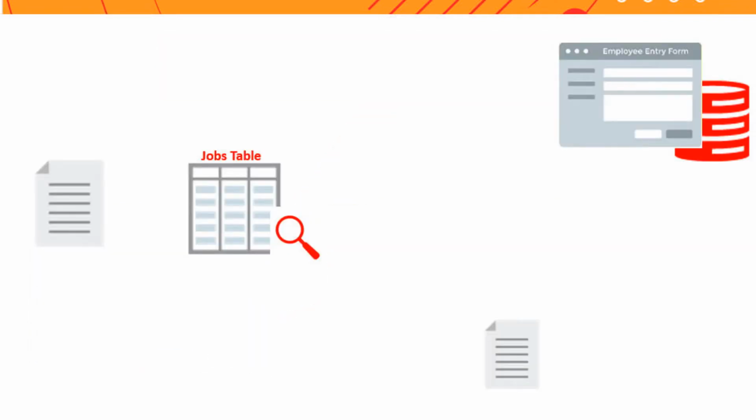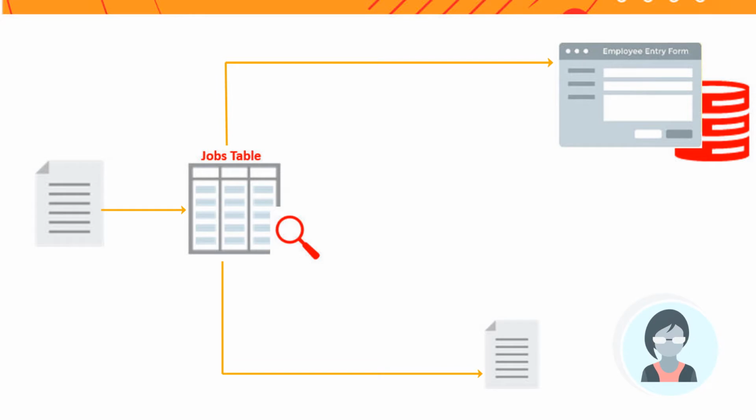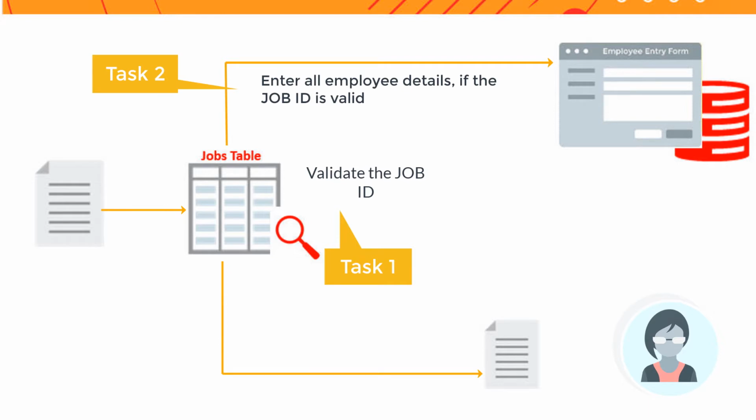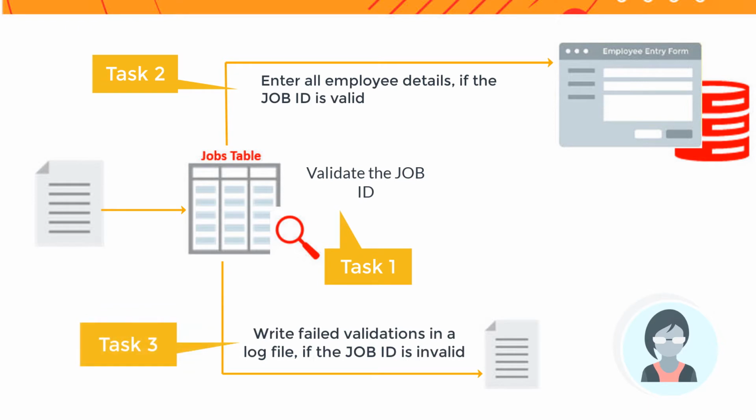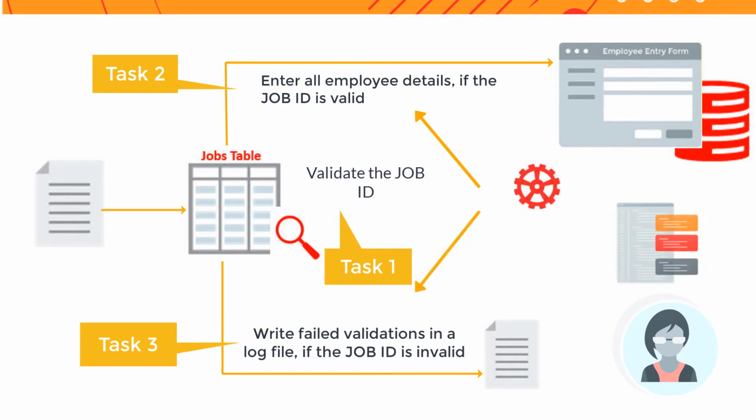In the use case, you have seen that Jill figures out that the employee entry form must perform three tasks. First, validate the job ID. Second, if the job ID is valid, then enter all details of the employee. And third, if the job ID is not valid, then write the failed validations in the log file. To execute task 2 and task 3, that is, inserting valid employee records in the HR database and writing the failed validations in the log file, Jill created a stored procedure.